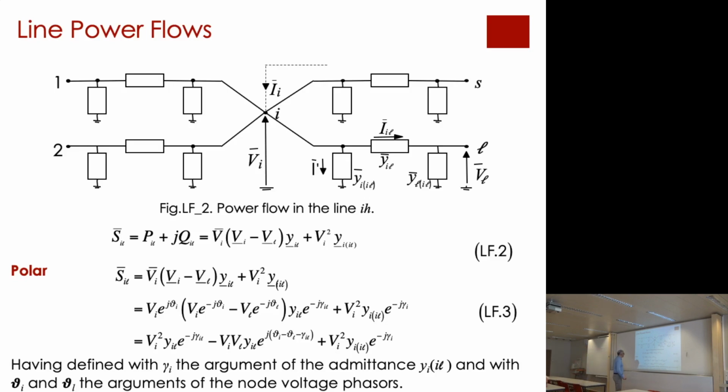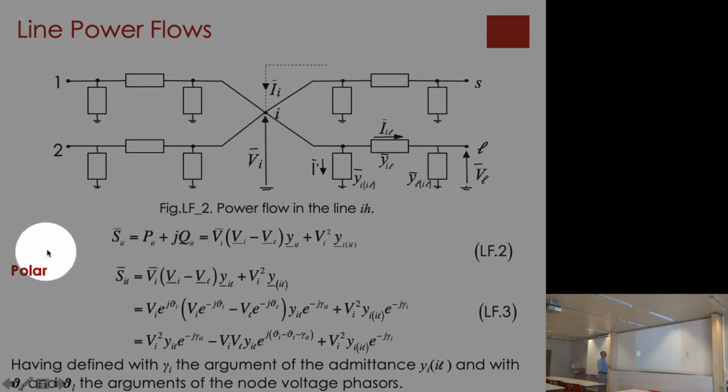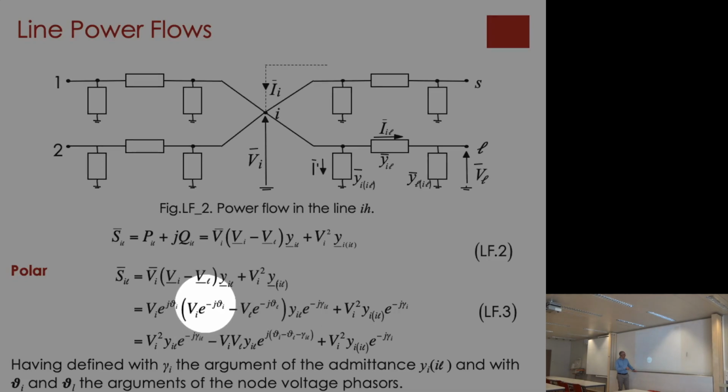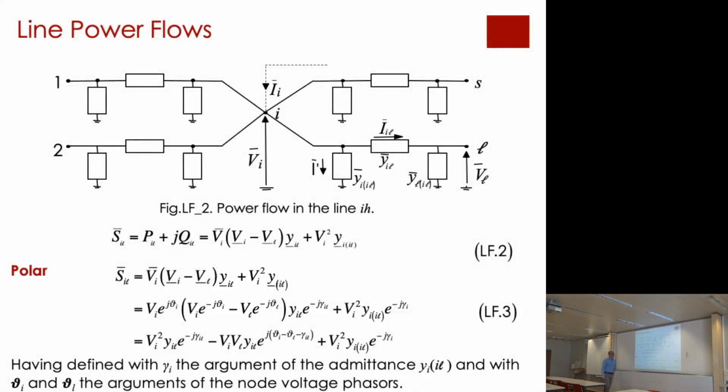Okay? Now, how can we write this power flow SIL in polar and rectangular coordinates? Well, it's very trivial. For SIL, we just take the formula that we just wrote, and we replace the complex numbers, voltages and admittances, in polar coordinates. So we have VI times e to the power of j theta I. That's the polar expression for VI. Then we have the complex conjugate for the same voltage, e to the power of minus j theta I, and the same thing for VL, and then all the rest comes straightforward. Okay, so that's the polar expression for SIL. Here gamma IL is the argument of the admittance YIL. Theta I and theta L are the arguments of the node voltage phasors.